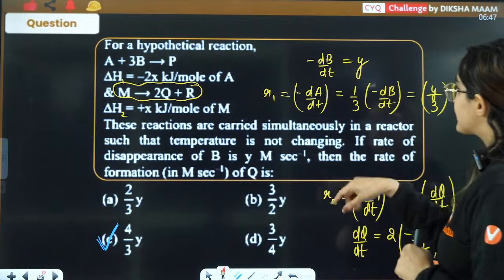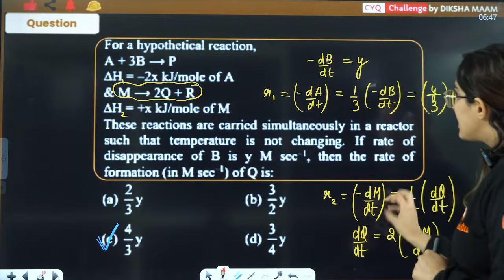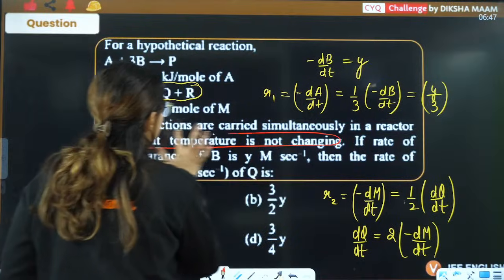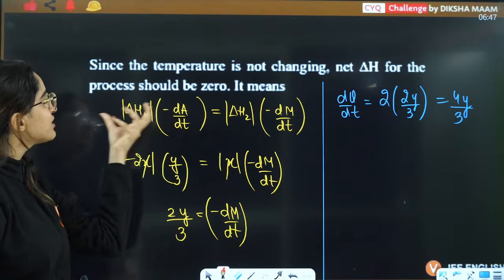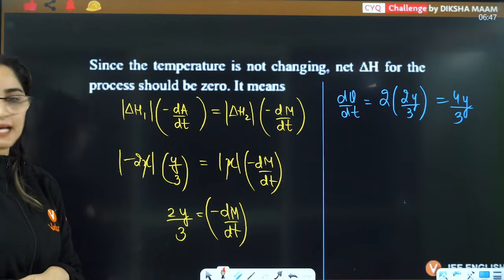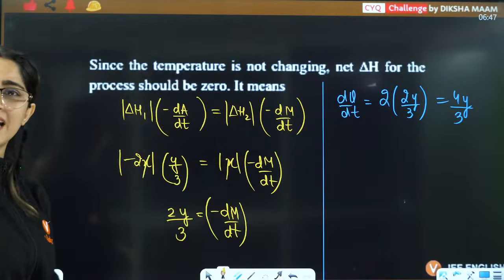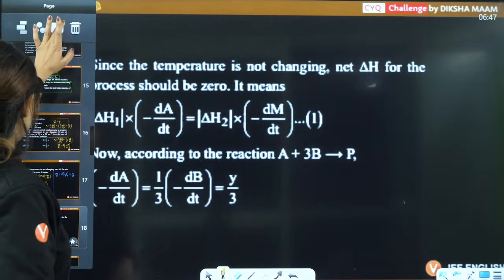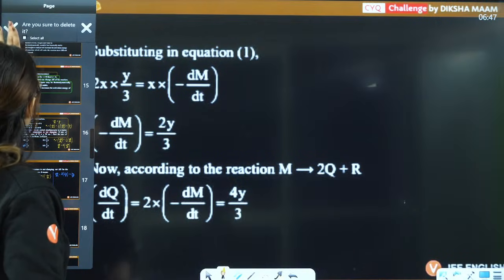Two simultaneous equations, I have written the rate of reaction of both of them. Then the hint was given to me that the temperature is not changing, and that's how I calculated that the net heat change should be 0 here. Okay, and that's how we have this, right, everybody? So that's it. This is what you have.